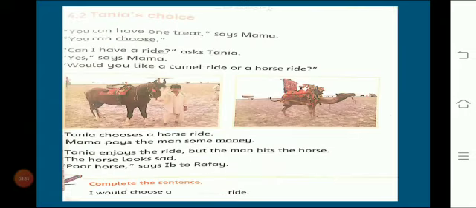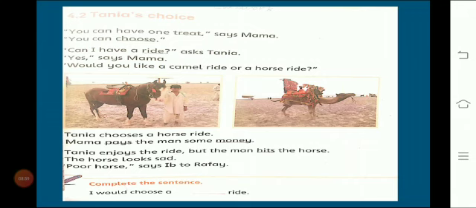Now move towards the next page. Look at these two pictures. One picture is of a horse, one picture is of a camel. I hope if you have ever been to any beach, you have taken a ride on a horse or a camel. Tanya's choice. You can have one treat, says Mama. You can choose. Now Mama is giving a treat to Tanya and she has given her options. And she has to choose one thing from those options.